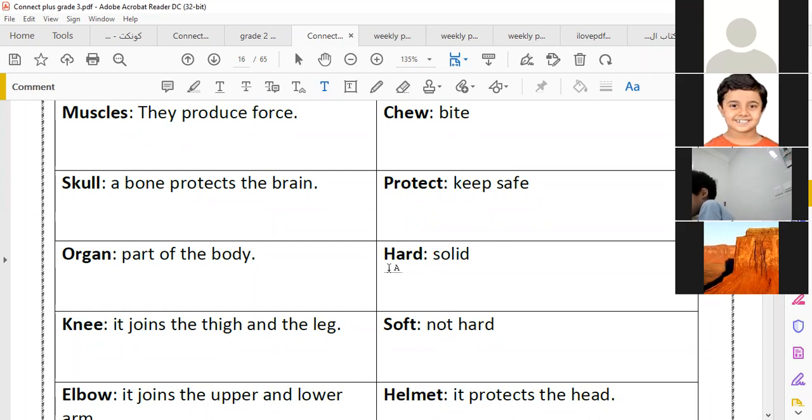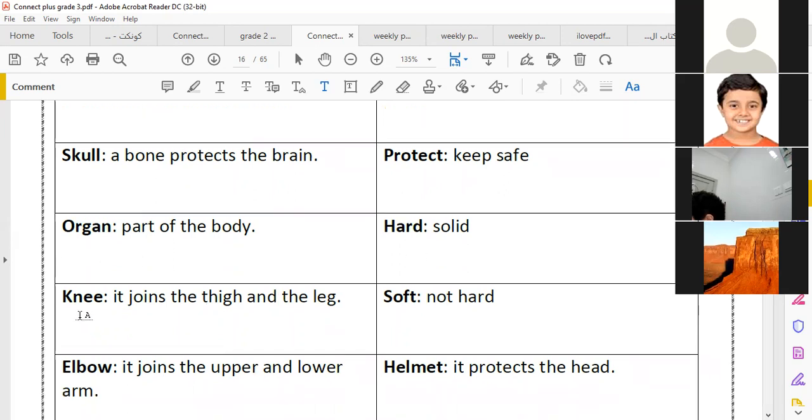Heart. Solid. Heart. Solid. Heart. Solid.